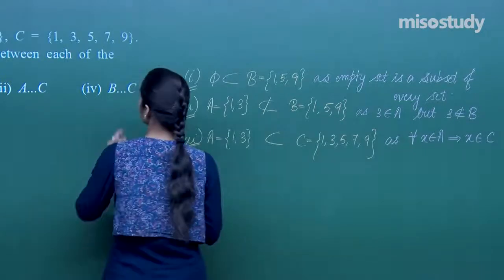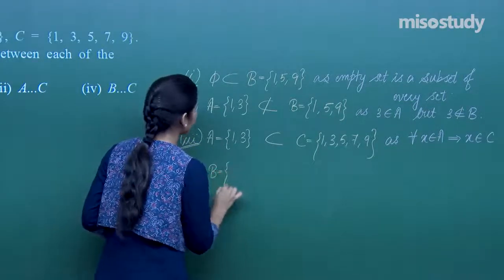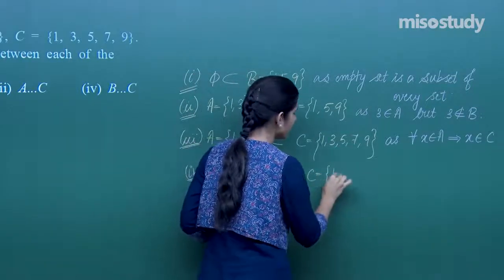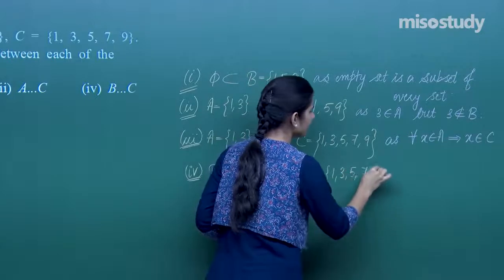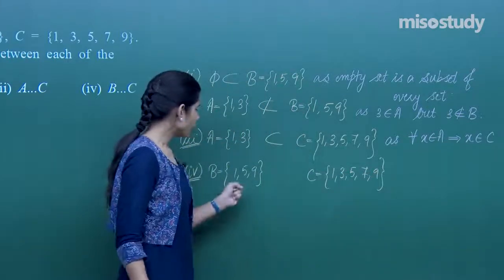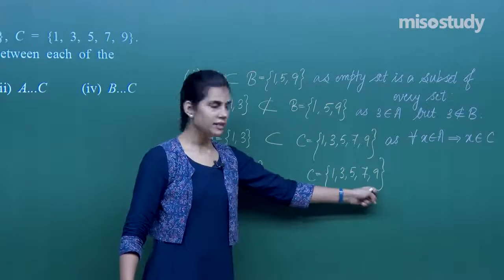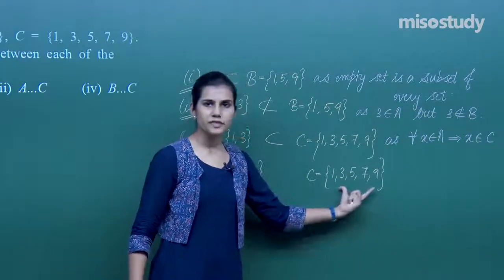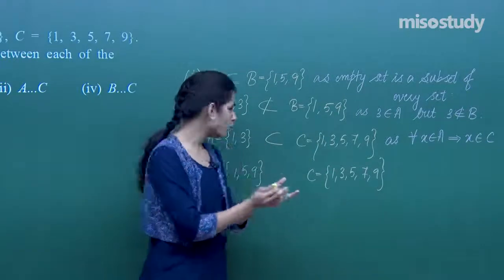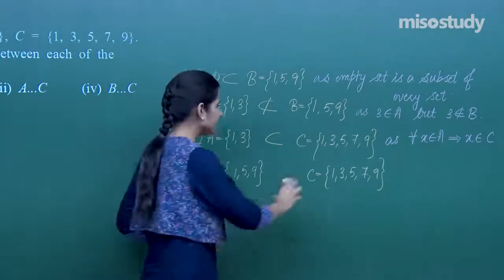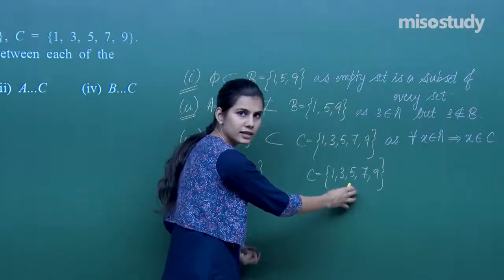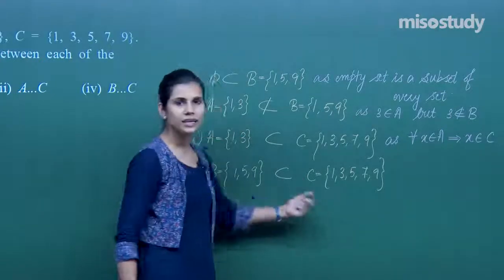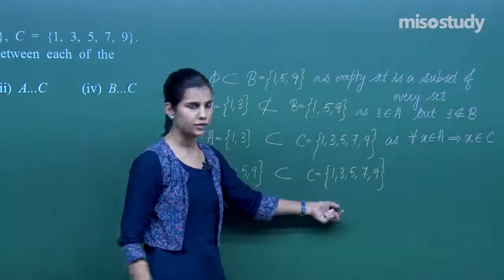And next I have B and C. B is 1, 5, 9 and C is the same 1, 3, 5, 7, 9. Again you can see whatever is in B is also in C. 1 is there, 5 is there, 9 is there. That means out of so many elements of C, 3 elements of C have been made a group and set B has been formed. That means set B is nothing but a part of C and therefore B is a subset of C. Whatever is in B is also in C, so B is a subset of C.